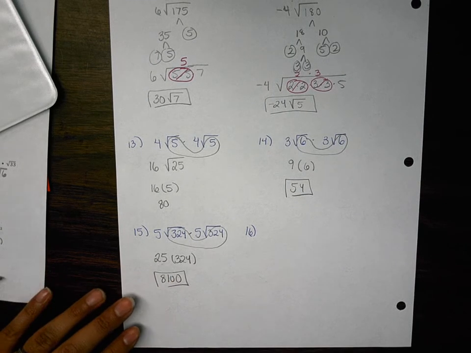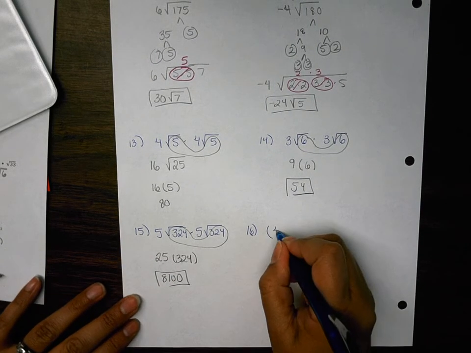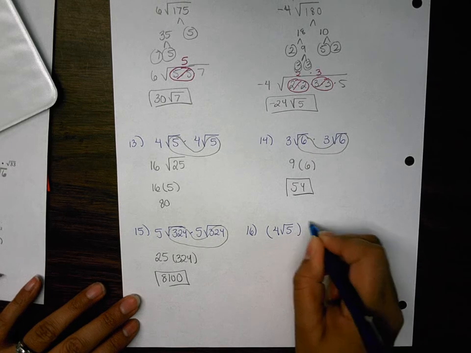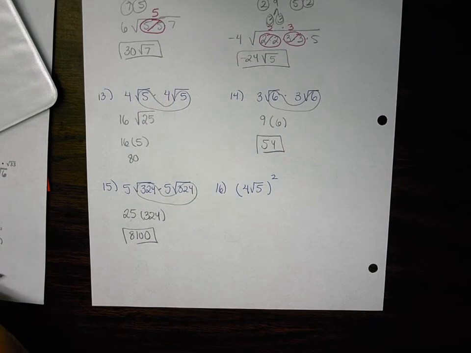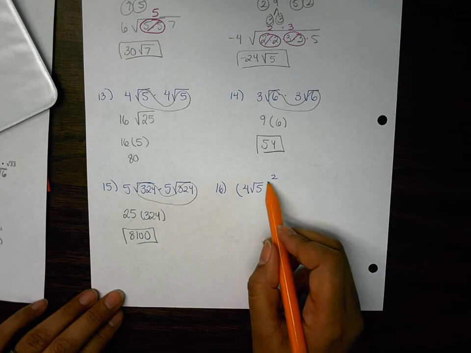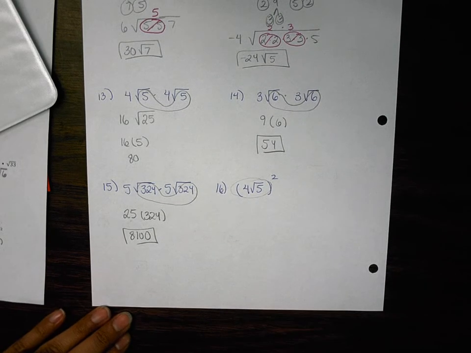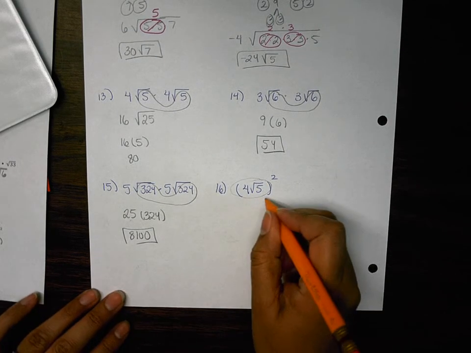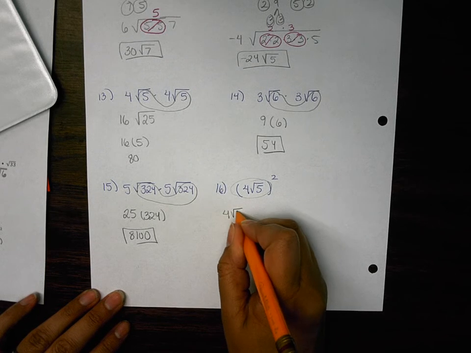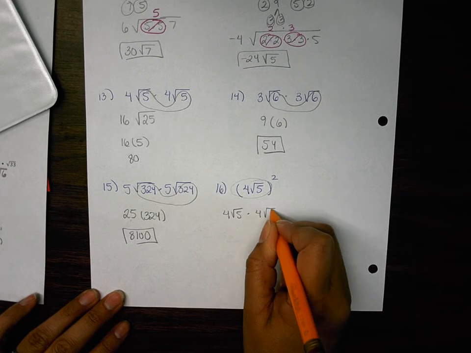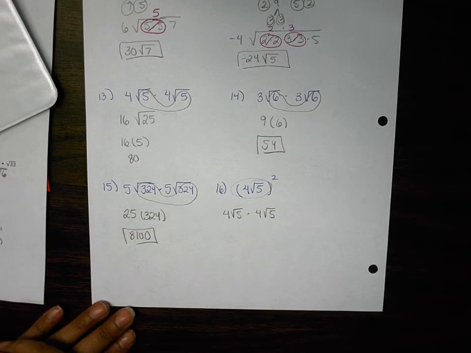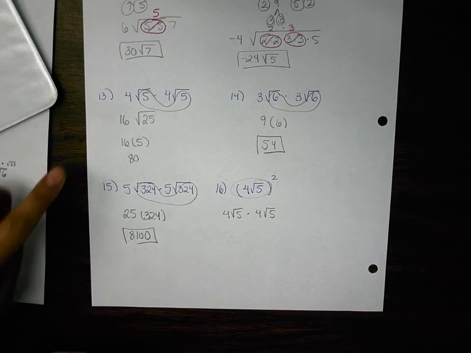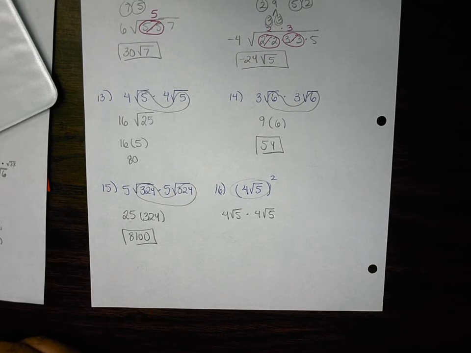Oh, a little different. 4 root 5 quantity squared. What does squared mean? What do I do to the base? Write it down how many times? Twice. So 4 root 5 quantity squared is 4 root 5 times 4 root 5. Do you agree? Yes or no? Yes. Does that now look like number 13? Yeah. Let's try by saving that step.